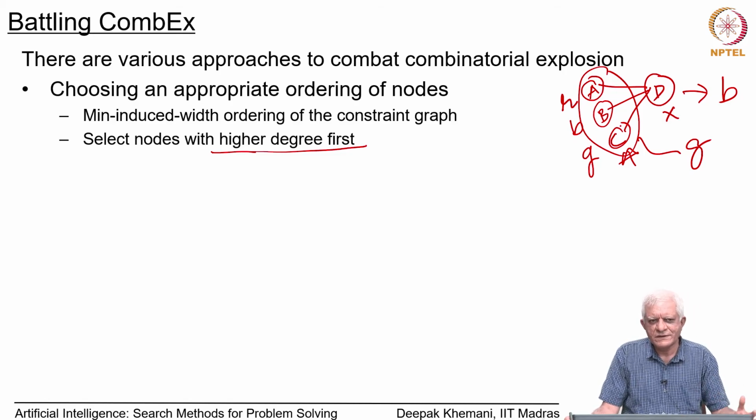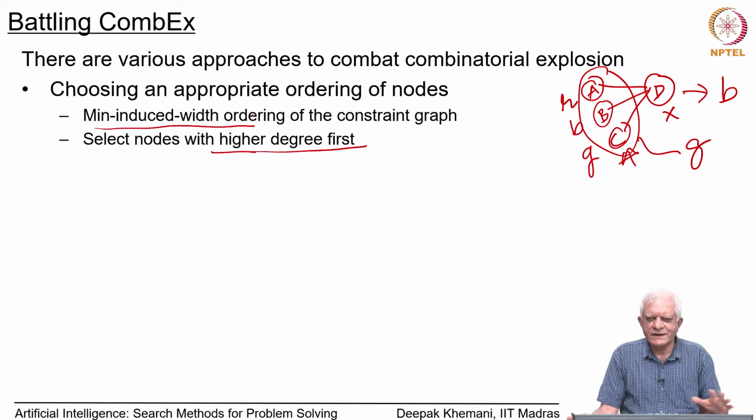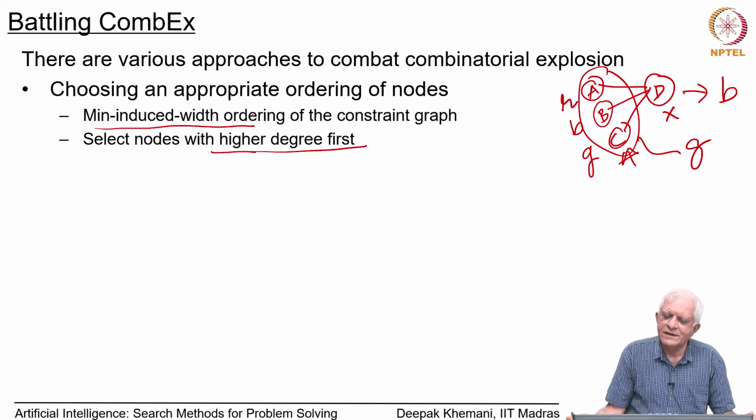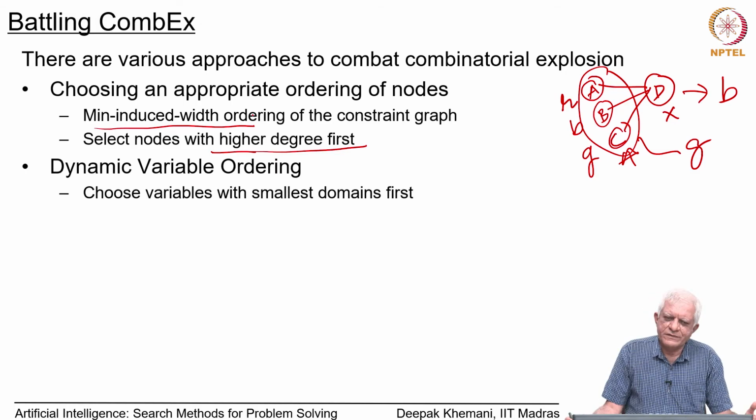So, the whole effort is to try and reduce the amount of backtracking that a search algorithm does, and one way to do that is to find an ordering of nodes, so that the higher degree nodes come first. There are standard graph algorithms, min induced width ordering, which we will not go into the details of, but the general idea is that higher degree nodes should be tried first essentially. So, that is choosing an appropriate ordering of the nodes essentially.